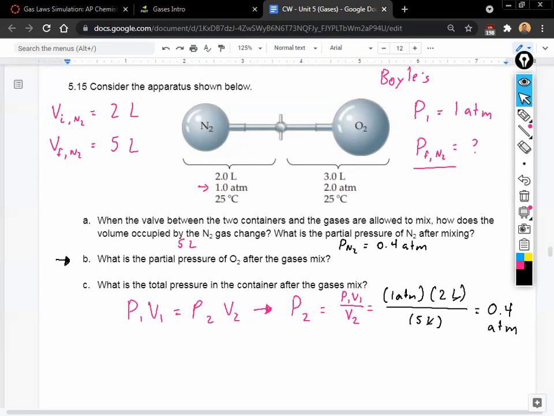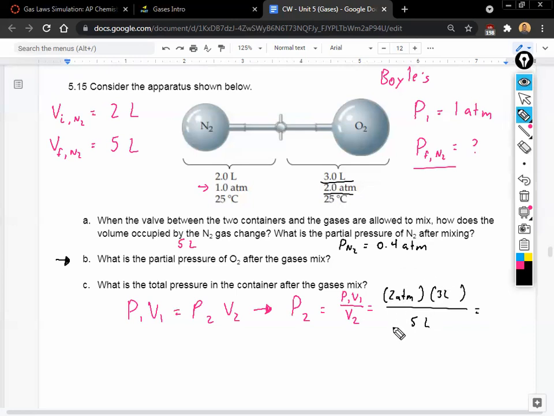Alrighty, guys. So let's finish this up, and then you guys will be done for the day. We're looking for the partial pressure of oxygen in this problem. It's basically the same thing we did for nitrogen, but we need to make sure we figure out the correct variables. So let's look at oxygen now instead of nitrogen. What was oxygen's initial pressure? 2. Yeah, it's 2 atm. That's what oxygen started off with. So we're going to plug in 2 atm. What was the initial volume? 3. Okay, 3 liters. And then the final volume is going to be the same, 5 liters.